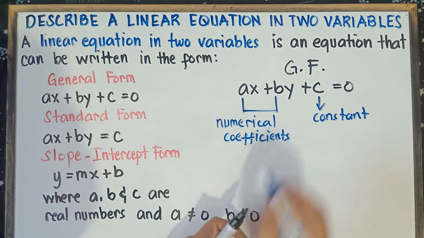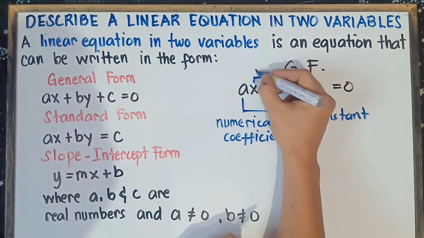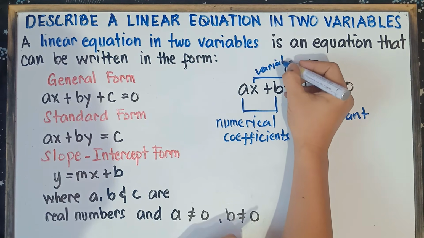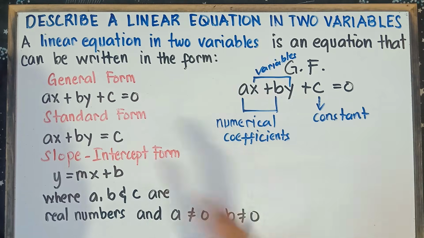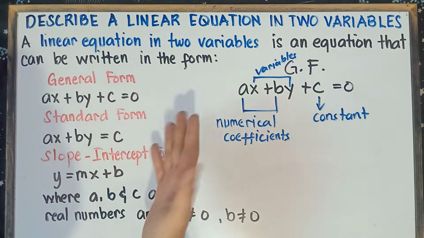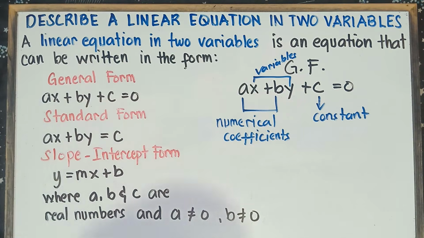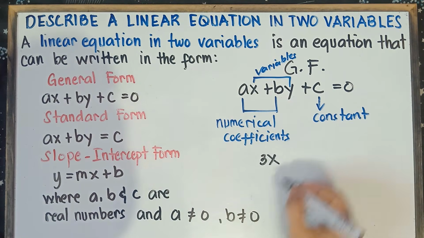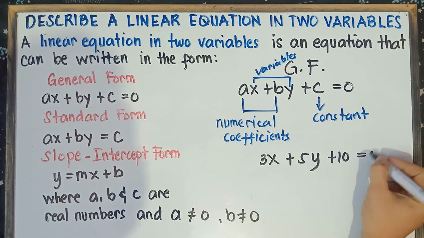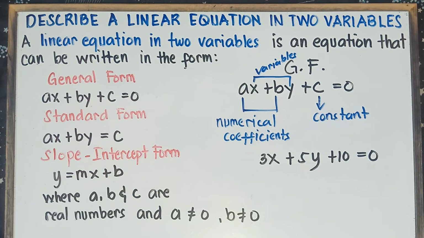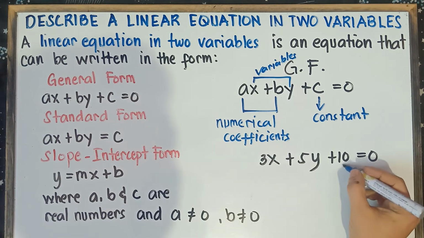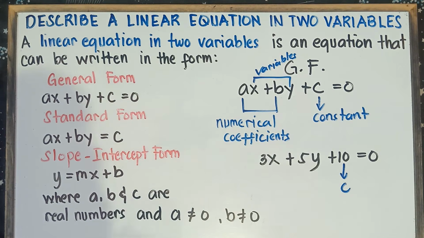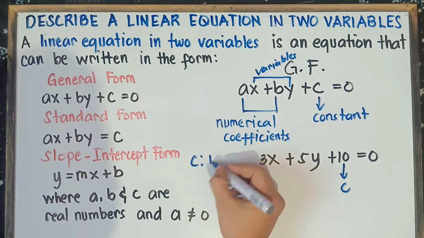Numerical coefficients, and then x and y are the variables. Once again, a and b are the numerical coefficients in this given equation for general form. Let's have an example: 3x plus 5y plus 10 equals 0. Question, what is the constant? That's correct, the constant is 10. I will just write c equals 10.